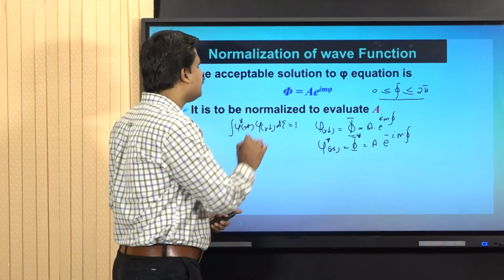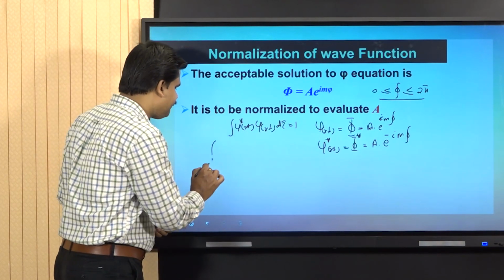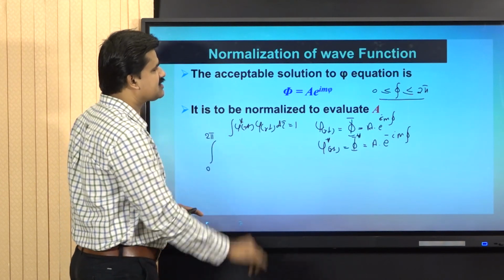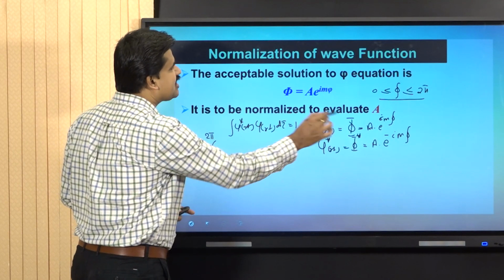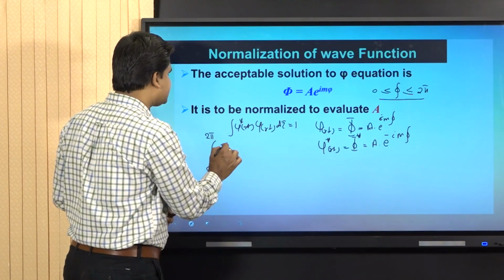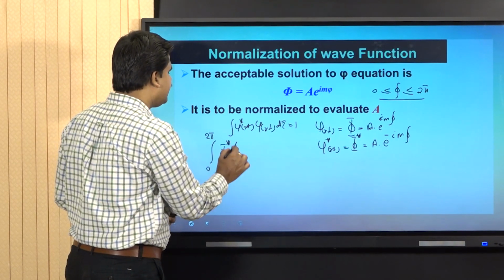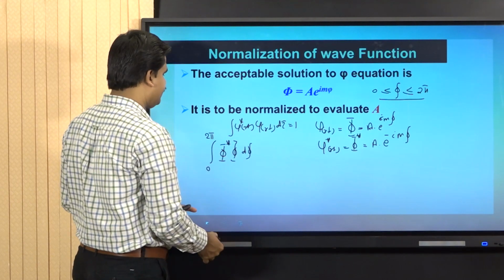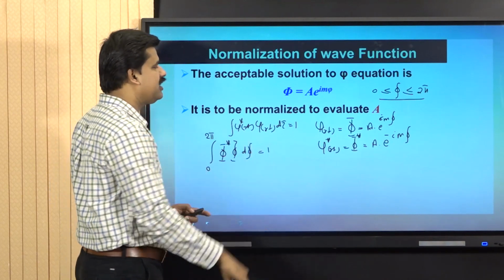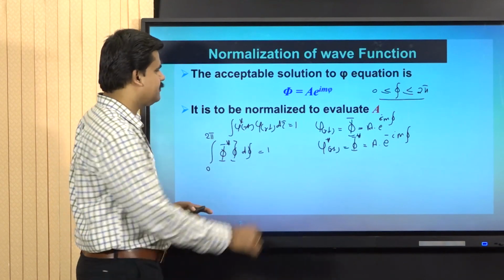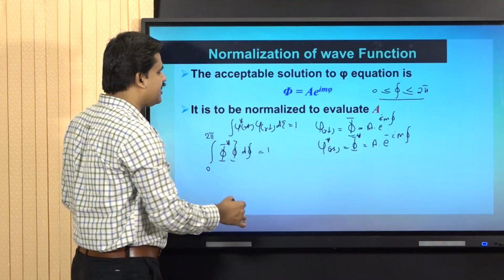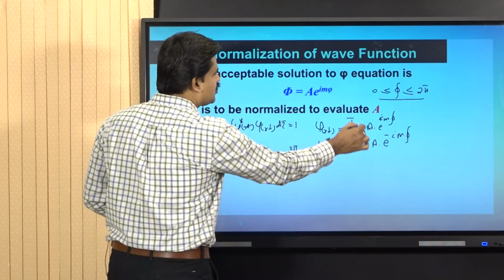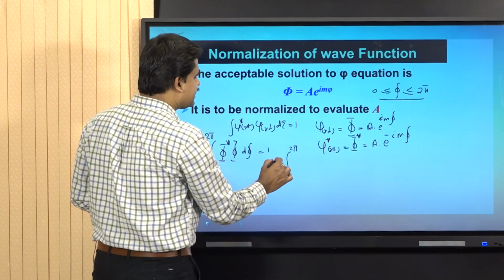Therefore, the limit of integration here is from 0 to 2 pi, of phi star phi d tau. D tau is nothing but d phi, and this must be equal to 1 as per the condition of normalization. Substituting the value of phi star and phi here and integrating, we get integral 0 to 2 pi. A is constant on both sides, so I can put A square outside.